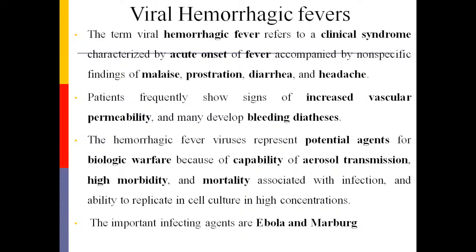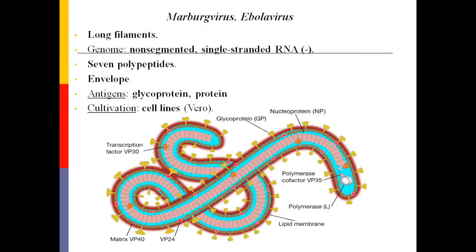High morbidity and mortality are associated with infection, and there is an ability to replicate in cell culture in high concentration. The virus replicates with production of a large amount of viruses. The important affecting agents are Ebola and Marburg viruses.